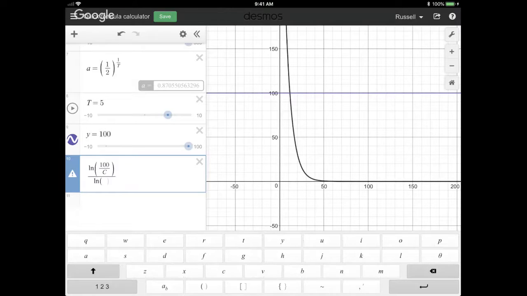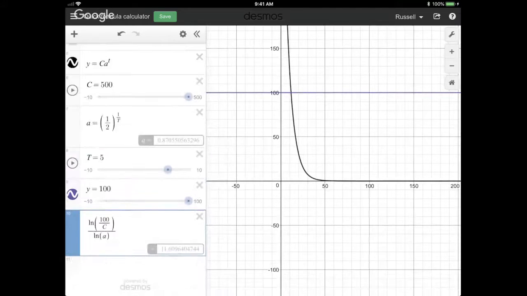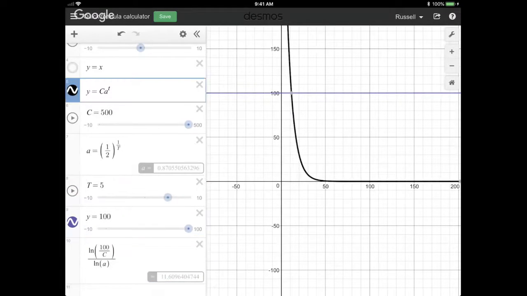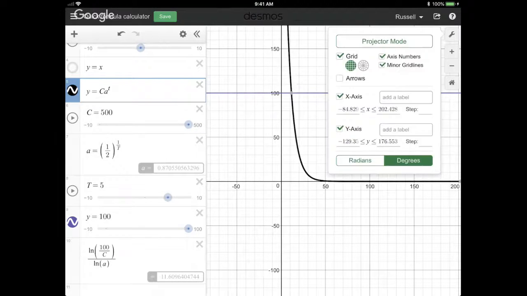of a. Boom, 11.6. Just like the crossing graphs method taught us. Yep, they're rounding to 1 decimal place there. I believe you can change that up here if you'd like. Just to emphasize again, if you're using this for a trig calculator, there's your degree mode.